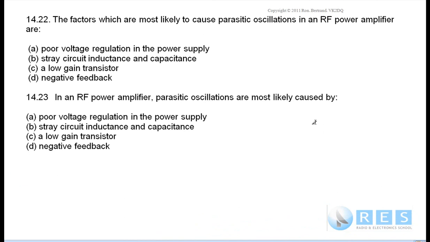Question 14.22, the factors which are most likely to cause parasitic oscillations in an RF power amplifier are stray circuit inductance and capacitance. Question 14.23, in an RF power amplifier, parasitic oscillations are most likely caused by, again, stray circuit inductance and capacitance.